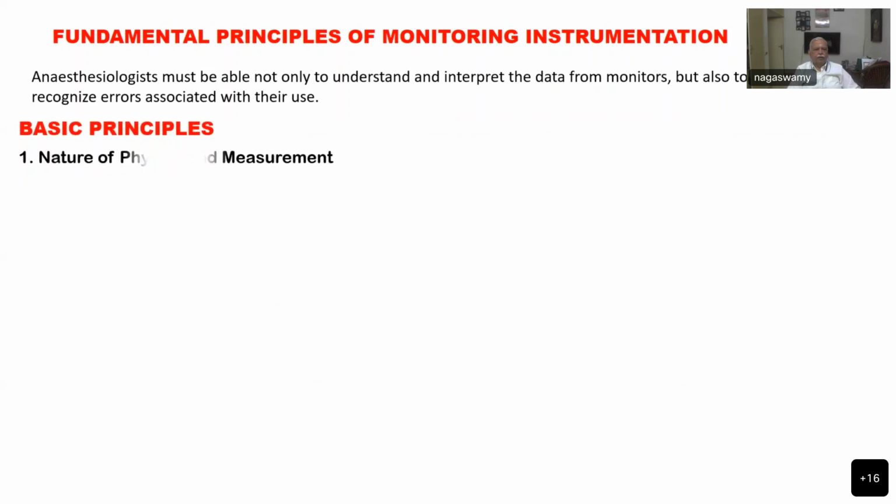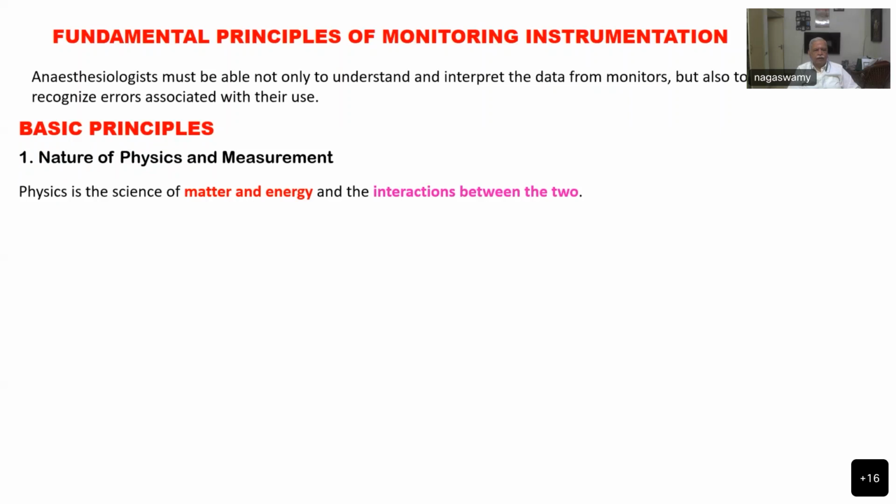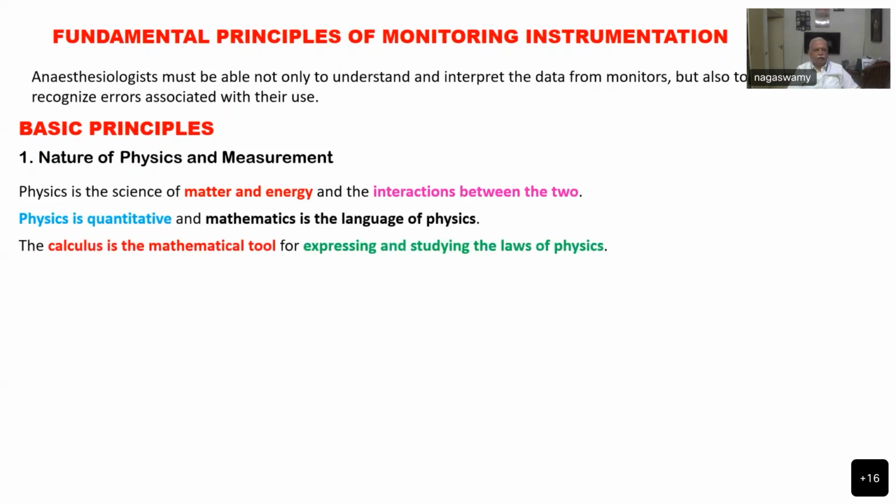So the basic principles involve the nature of physics and measurement. Physics is the science of matter and energy, that is, the interaction between the two. Physics is quantitative and mathematics is the language of physics, which is the weak point for all medical graduates. Calculus is the mathematical tool for expressing and studying the laws of physics. So we must know whether the monitor has accuracy and precision of measurements.